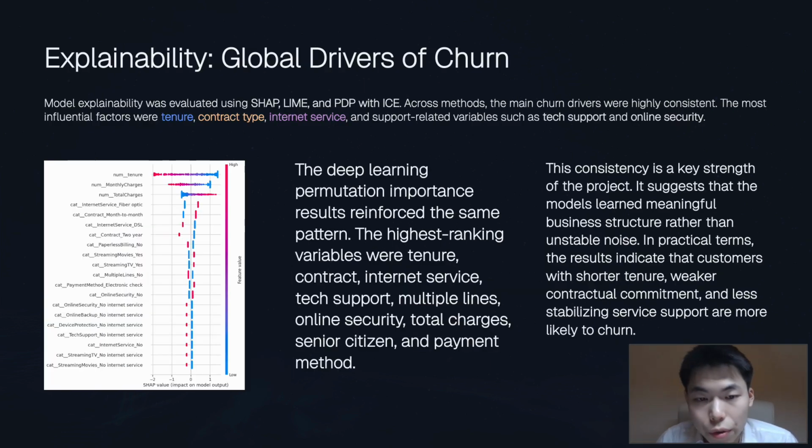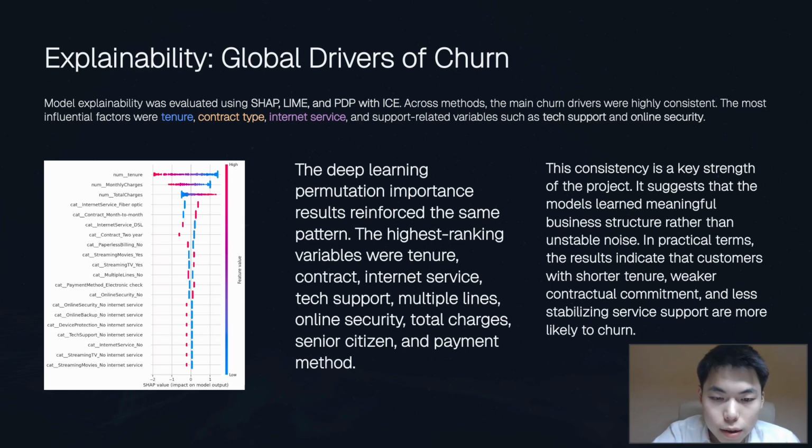To understand the model behavior, I used SHAP, LIME, and PDP with ICE plots. These methods helped me study both global patterns and individual predictions. Across these three methods, the most important churn drivers were very consistent, and the main variables were tenure, contract type, internet service, and support-related features such as tech support and online security. This consistency is important, and it suggests the model is learning real business structure, not random noise.